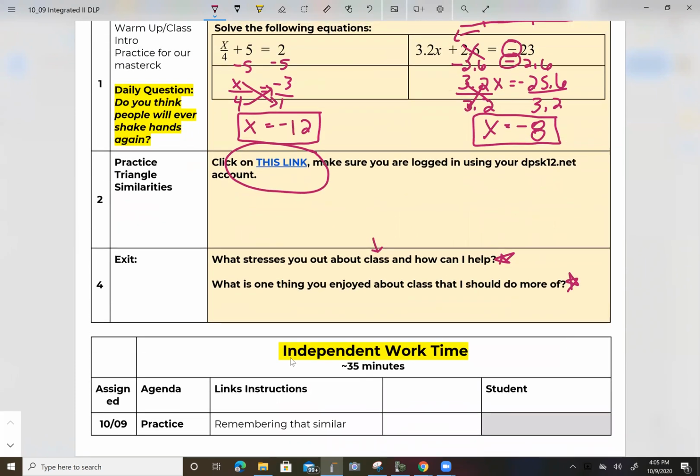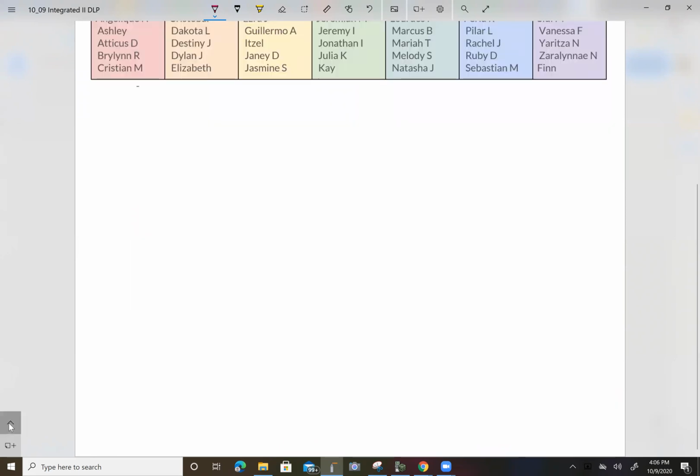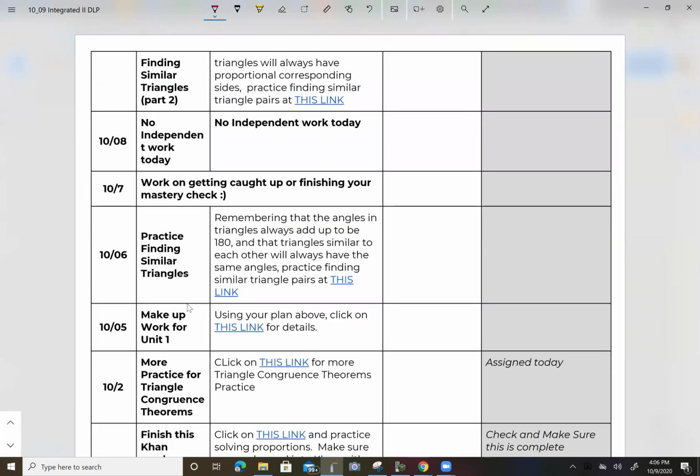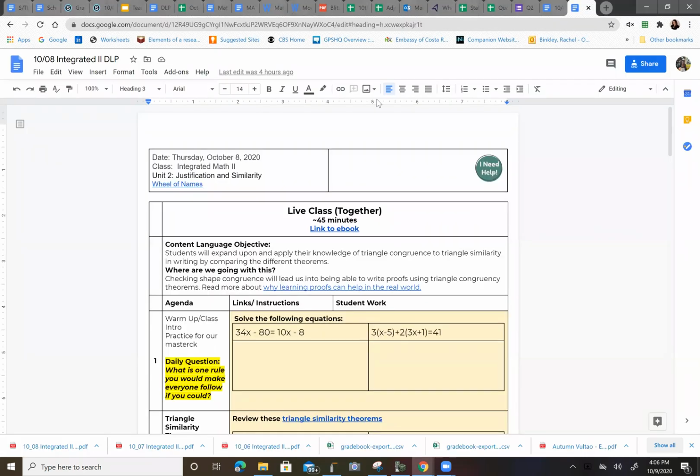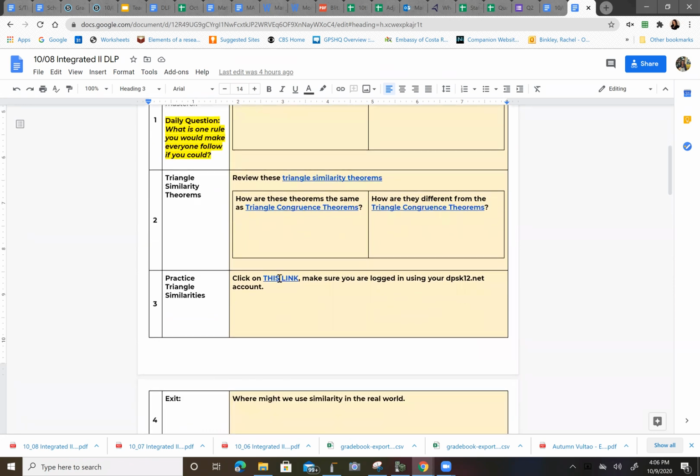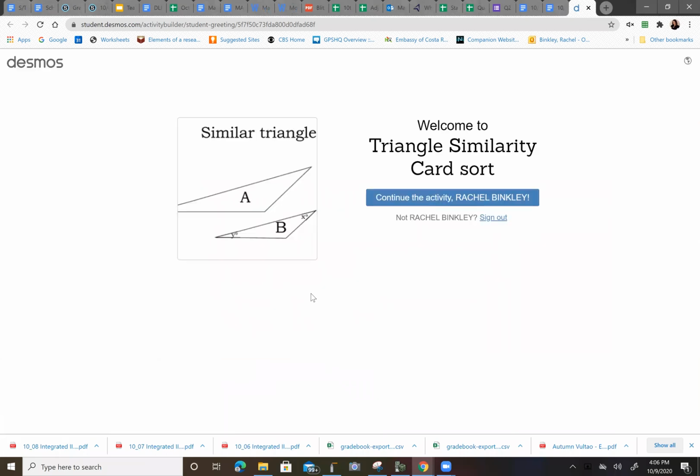And then there's some more practice in the independent work, another 4 problems to practice similar triangles. So make sure you are getting this done. And then also you might want to check and make sure you have all your Khan Academy done from Unit 1. So what I want to do is come back over here and show you just how we got started on those practice problems that are from that link.